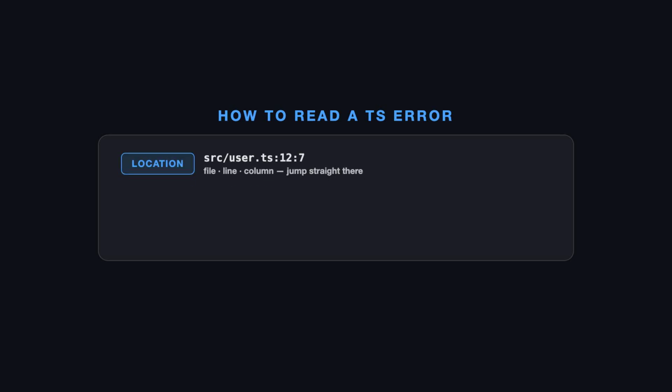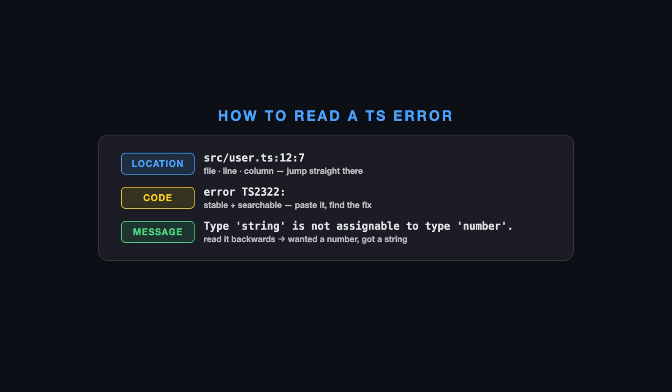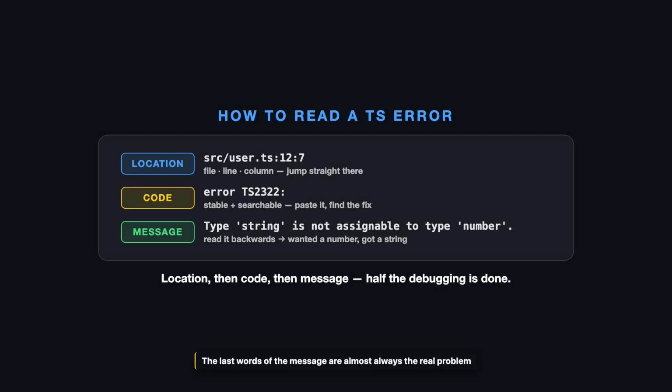Before the 10, one skill unlocks all of them, how to actually read a TypeScript error. Learn to read one, and you can read all of them. Every message has the same 3 parts. First, the location, the file, the line, and the column, so you know exactly where to look. Second, the error code, like TS2322.